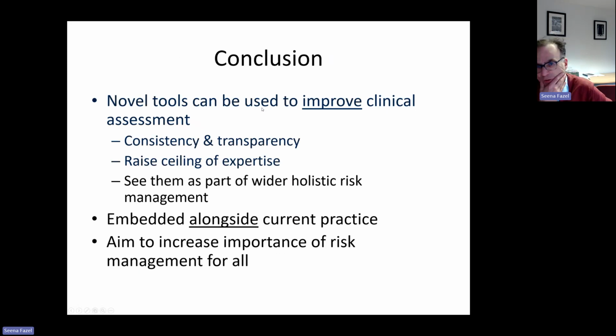So in conclusion, I think novel tools can be used to improve assessment. They provide a level of consistency and transparency, which is really quite positive. They can raise the ceiling of expertise, particularly in teams with a lot of turnover and new staff. You can see them as part of a wider holistic risk management, where the assessment is part of a bigger picture. They have to be embedded alongside clinical practice because there will always be individual factors that have to be considered and will be really important. Overall, they're part of a wider holistic risk management.